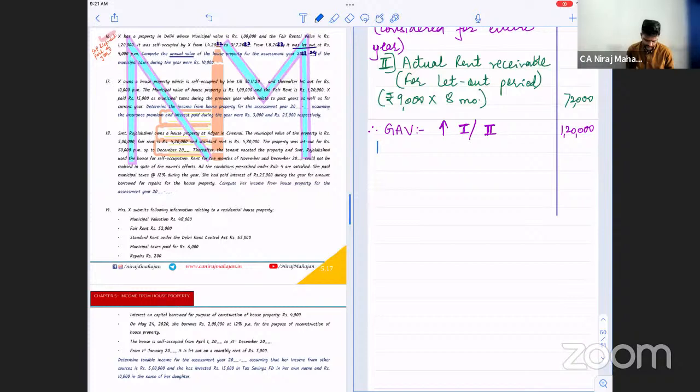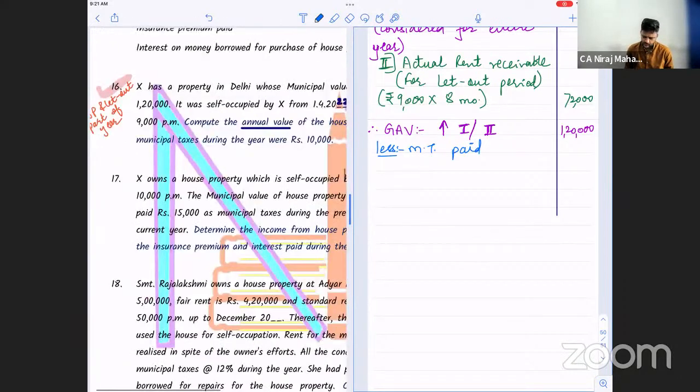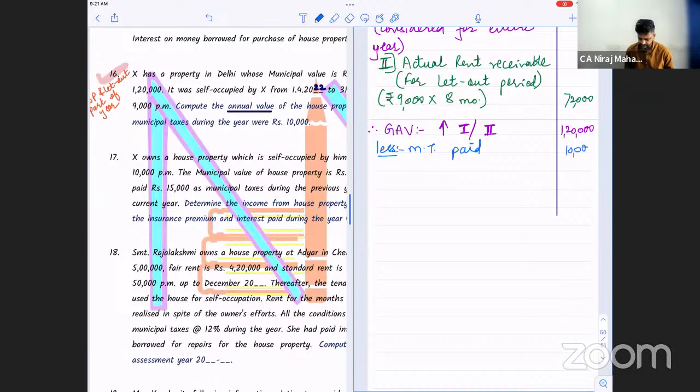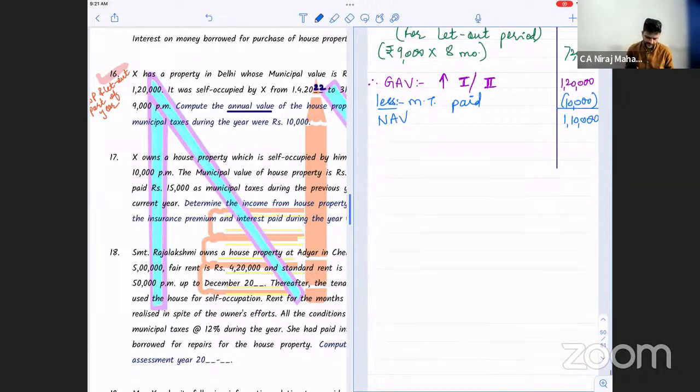Less what do we reduce? Come on. Municipal taxes paid by owner during the year. How much have you paid, Bacho? Tell me. 10,000 only. Correct? What do we arrive at? NAV. Net annual value, 1,10,000. Yes, still here? And from there, what do we do? Yeah. Less deduction under section, tell me. 24.